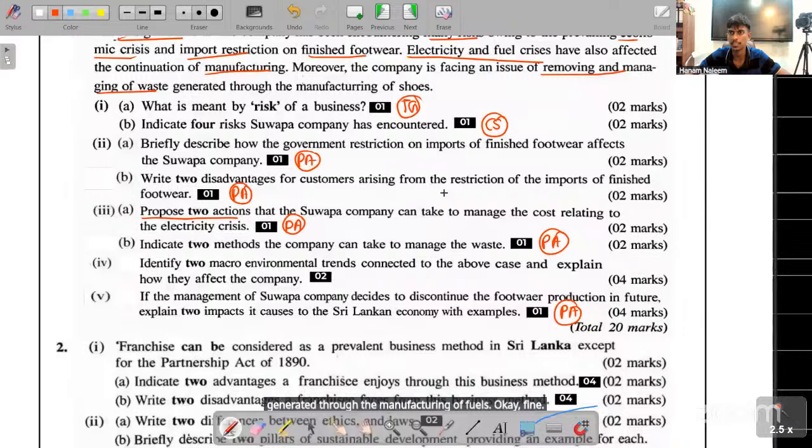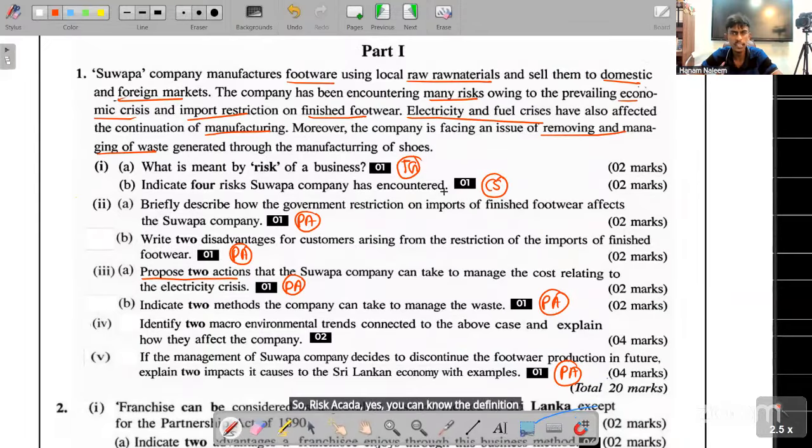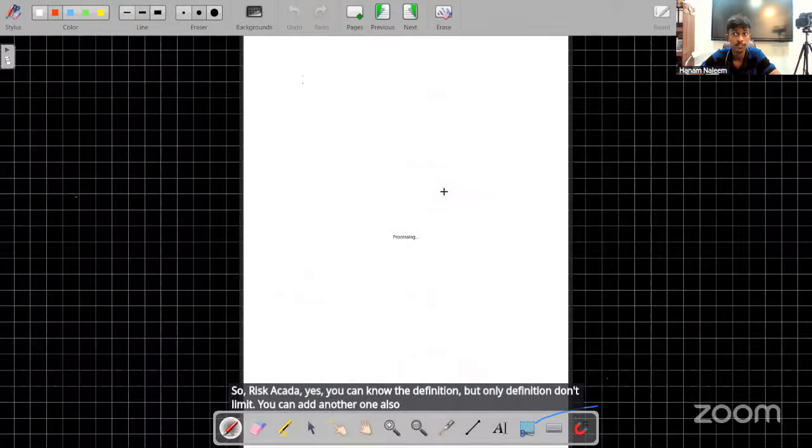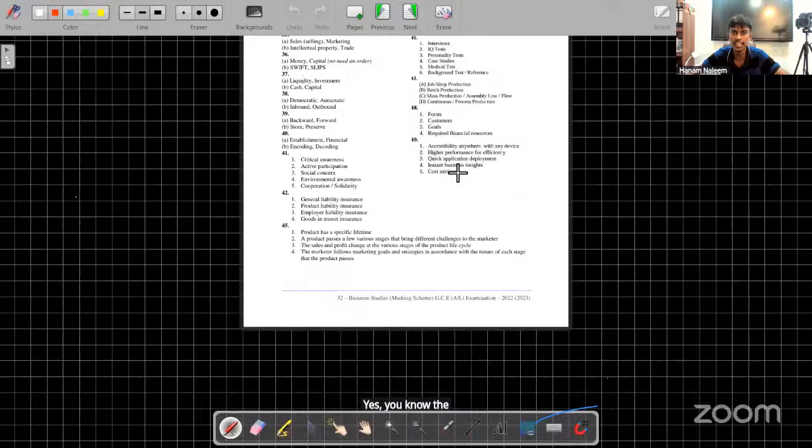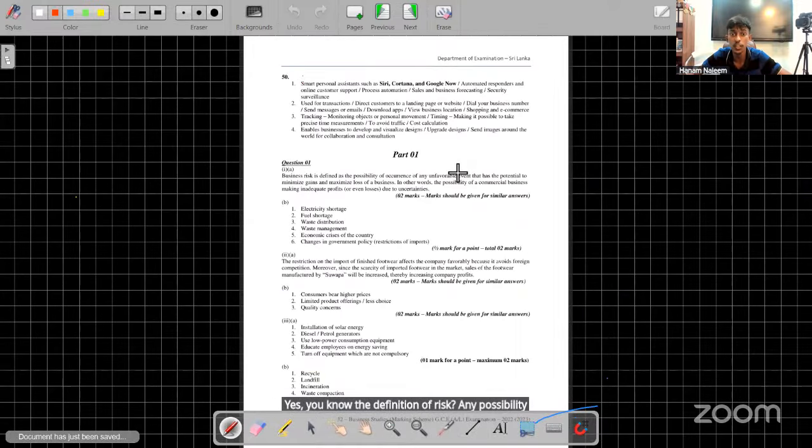What is meant by risk? You can write the definition, but don't limit yourself to only the definition. You can add another one also. You know the definition of risk: risk is any possibility of generating a loss or a damage.